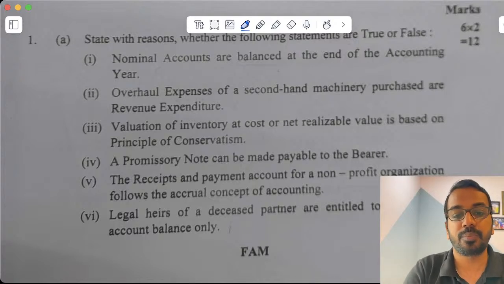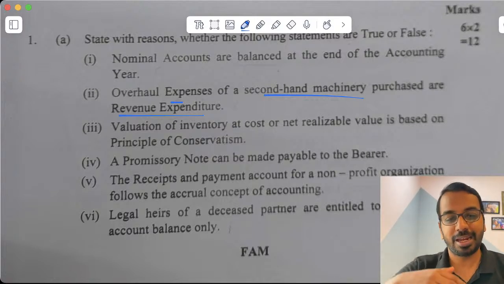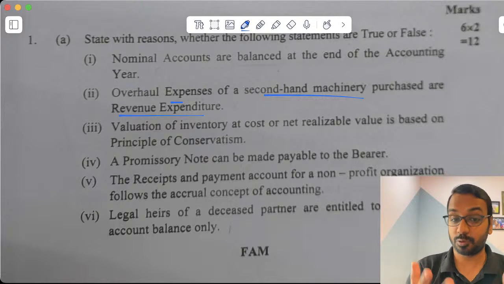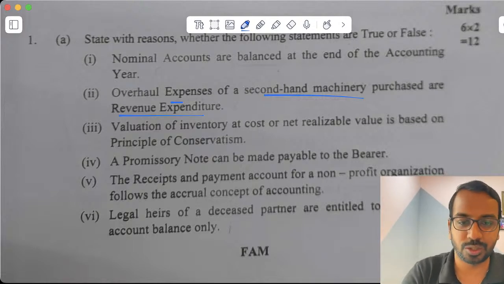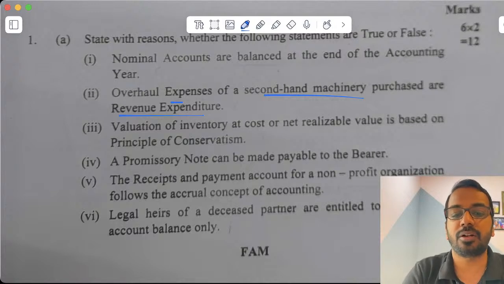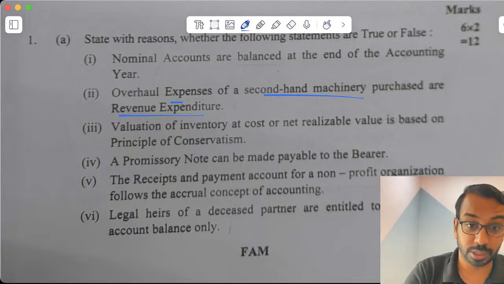Overhaul expenses of second-hand machinery purchased are revenue expenditure. Overhaul expenses of an existing machinery is a revenue expenditure. But if you are buying a second-hand machinery and you are carrying out some overhaul of it so that the life increases, the functionality improves, it is a capital expenditure. Valuation of inventory at cost or net realizable value, whichever is lower, is based on the principle of conservatism. Of course, it is true.